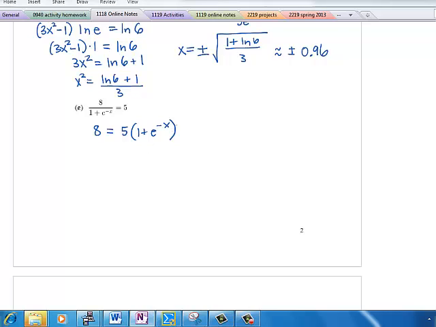And we can see that we should be able to isolate this exponential expression because we can divide by 5 and subtract 1. Eight fifths minus 1, that's just 3/5. And now we've isolated that exponential expression. We've got it by itself on one side. So we can take the natural log, let's do that since our base is e, of both sides.